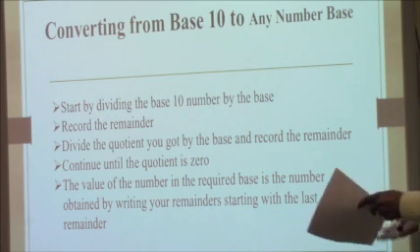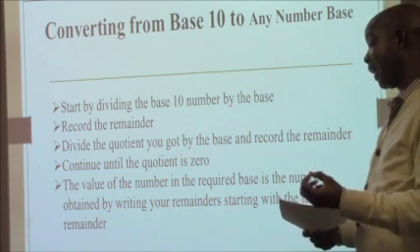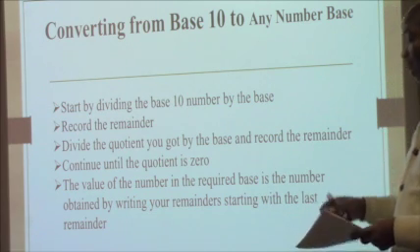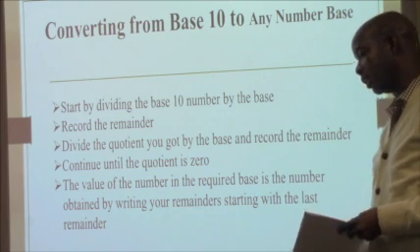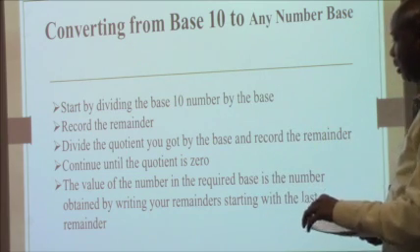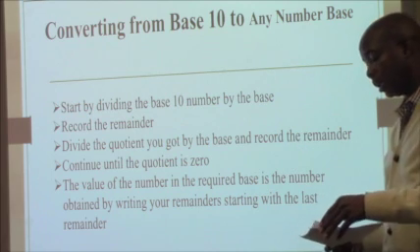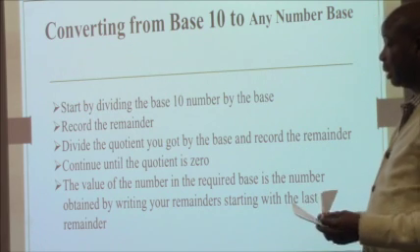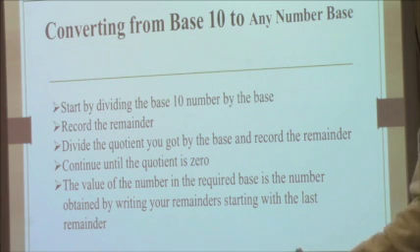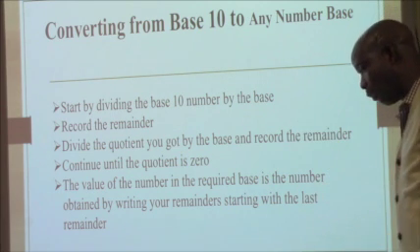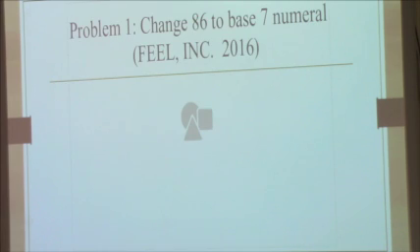Then we also have, say, how do we convert from base 10 to any number base? We use division. We divide and put the remainder on the side and put the quotient under it, and then we divide again by that particular base until we reach a point where the quotient is 0. Then we write the result by starting from the last remainder and moving to the first. So let's go ahead and do some problems and see how we work on that.